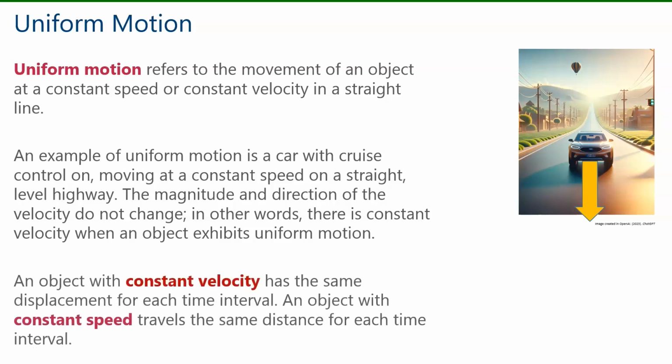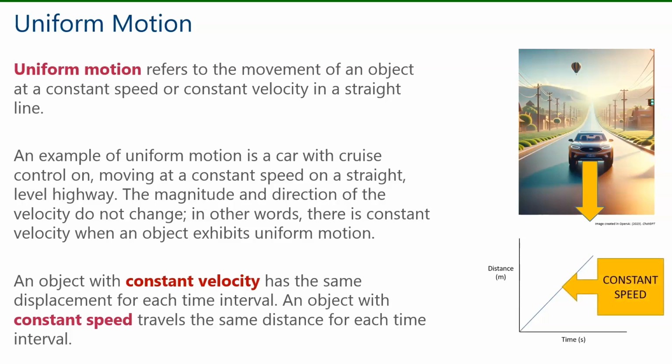An object with constant velocity has the same displacement for each time interval. An object with constant speed travels the same distance for each time interval. The graph to the side shows what uniform motion looks like on a distance time graph.